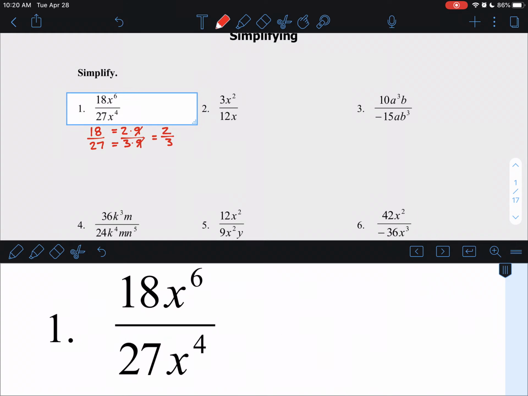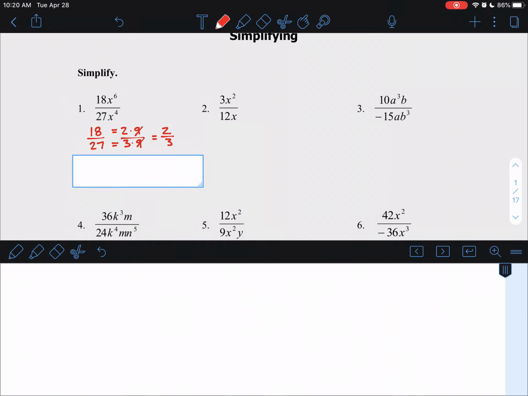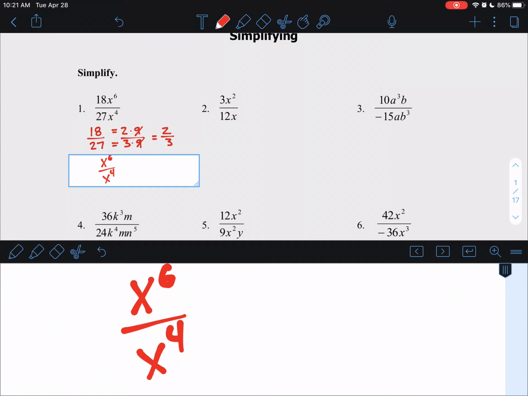But it's 18x to the sixth divided by 27x to the fourth. But in actuality, the x's in the numerator or denominator don't really affect the 18 or the 27 at all. So this 2/3, that's still going to be right. That's still going to be part of our answer. But then I have x to the sixth divided by x to the fourth. So basically, you just do it separately.